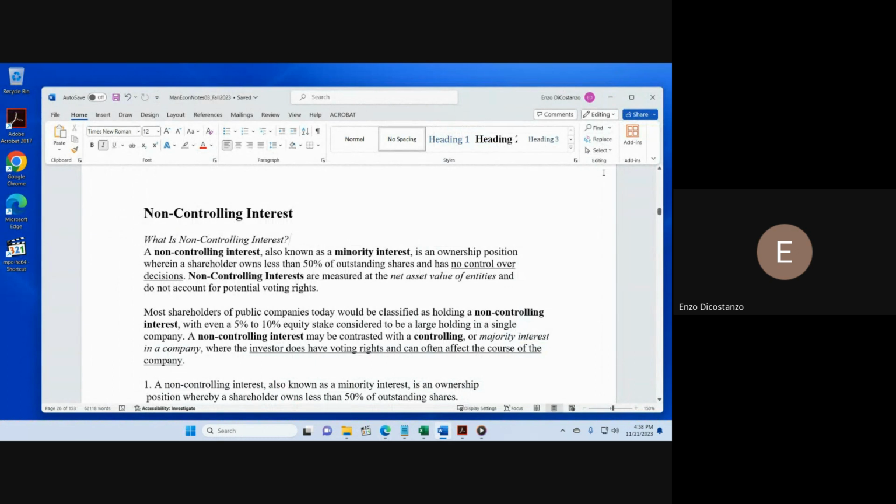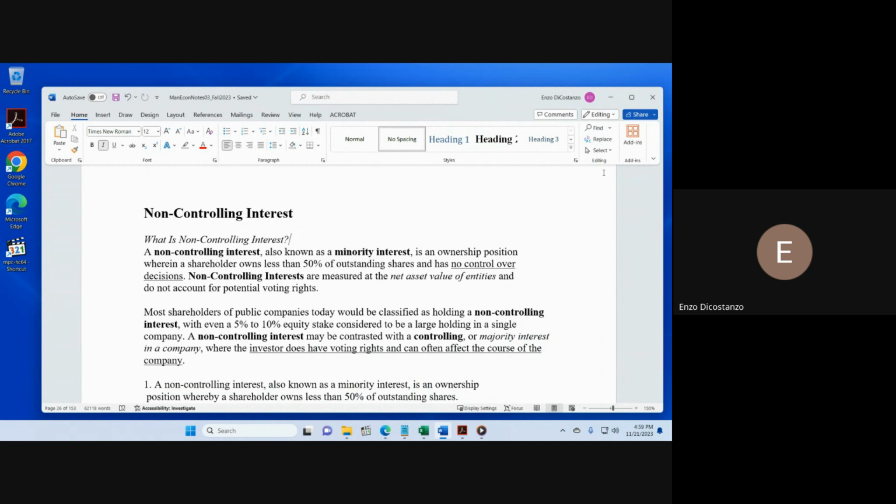Where ownership position is less than 50% of outstanding shares and no control over decisions. That's minority interest. Non-controlling is measured as the net asset value of the entities and does not account for potential voting rights. And it's how these are measured, non-controlling versus minority interest. Most shareholders of public companies would be classified as non-controlling interest, even though a 5 or 10% equity stake is considered to be a large shareholder in a single company.